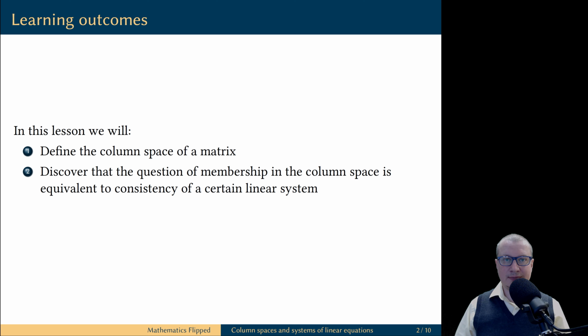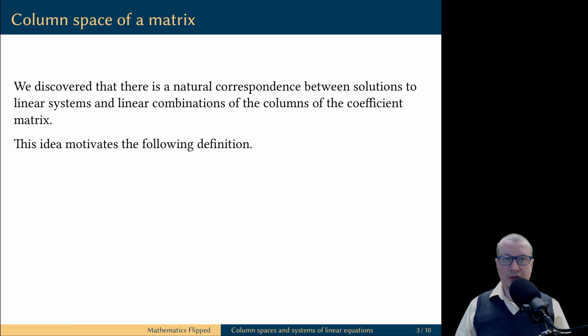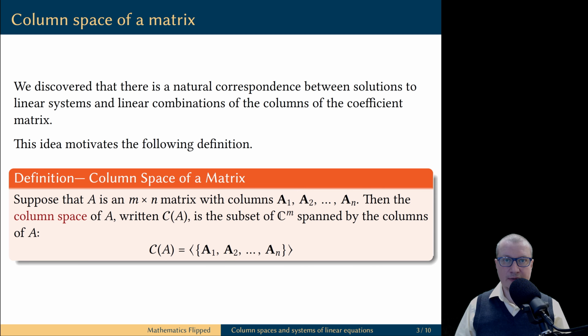Let's get started. One of the most commonly used results in this course is the fact that solutions to linear systems can be thought of as linear combinations of the columns of the coefficient matrix that are equal to the vector of constants. This observation motivates us to look at the set of all possible linear combinations of the columns of a matrix, and this leads to the definition of the column space of a matrix.